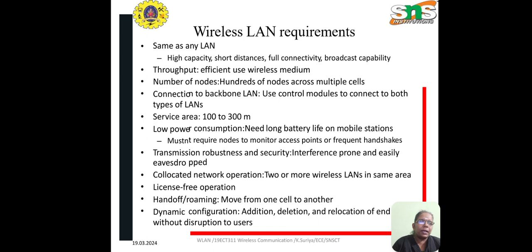Transmission robustness and security are needed in WLAN. It is interference prone and easily eavesdropped. It is used in colocated network operation and license free operation is also possible in WLAN. When you move from one cell to another, handoff is needed, so it can be performed in WLAN, and it uses dynamic configuration, which means that addition, deletion and relocation are possible.